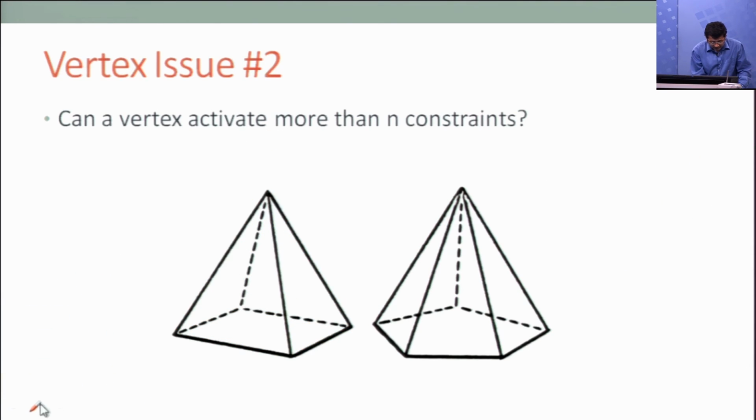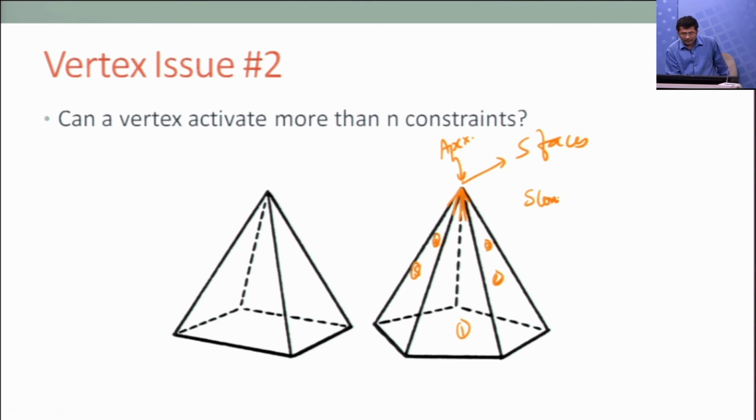All right, let's look at one more example. Here we have an apex where 5 faces meet to form the apex. Therefore, the apex activates 5 constraints in the polyhedron, and it's again an example of a degenerate vertex. So can a vertex activate more than n constraints? Absolutely.